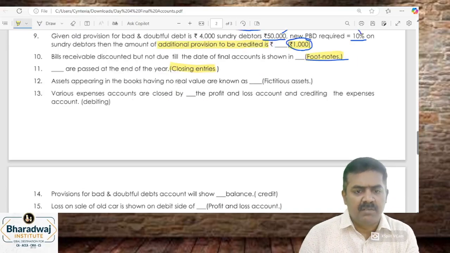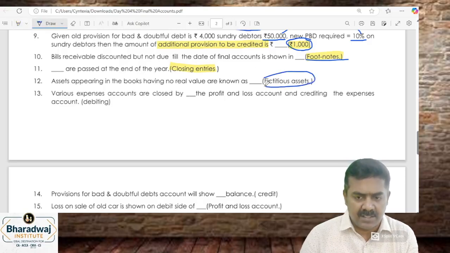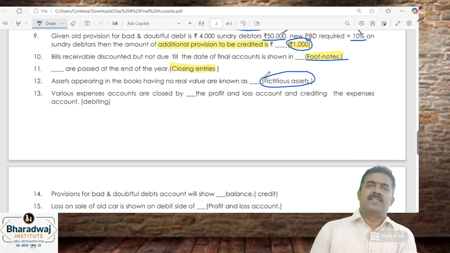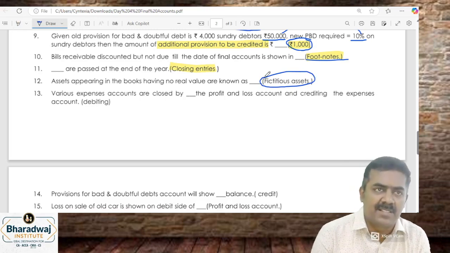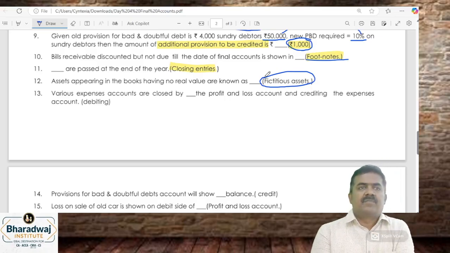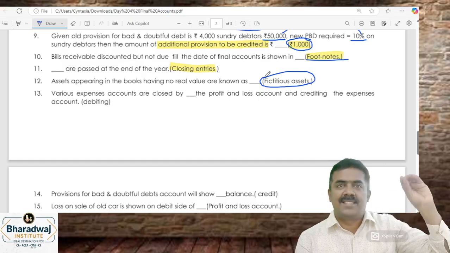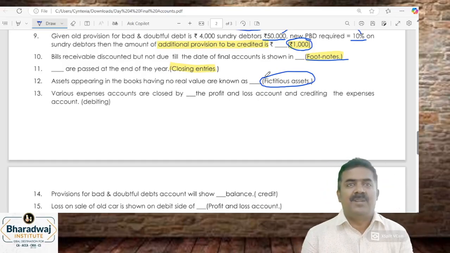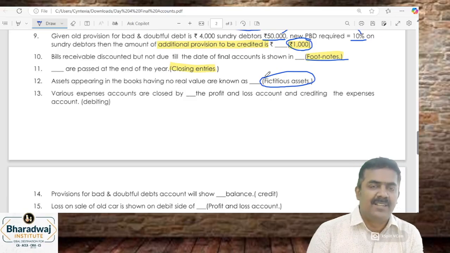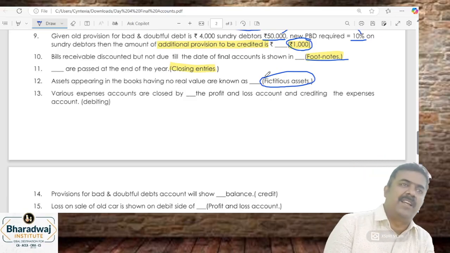Assets in the books which have no real value are known as fictitious assets. Examples: preliminary expenses, discount on issue of shares and debentures. All these are called fictitious assets. Why? Because they have no physical existence, and no recoverable value; at the time of sale, nothing can be recovered. Normally, deferred revenue expenditures will be like fictitious assets.